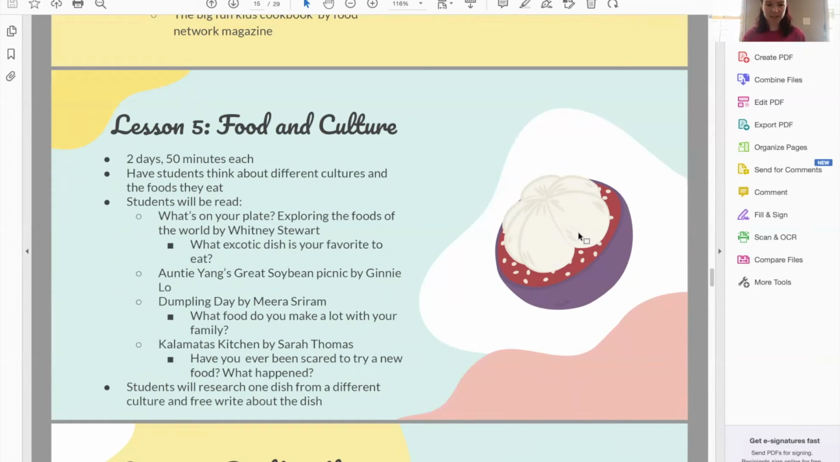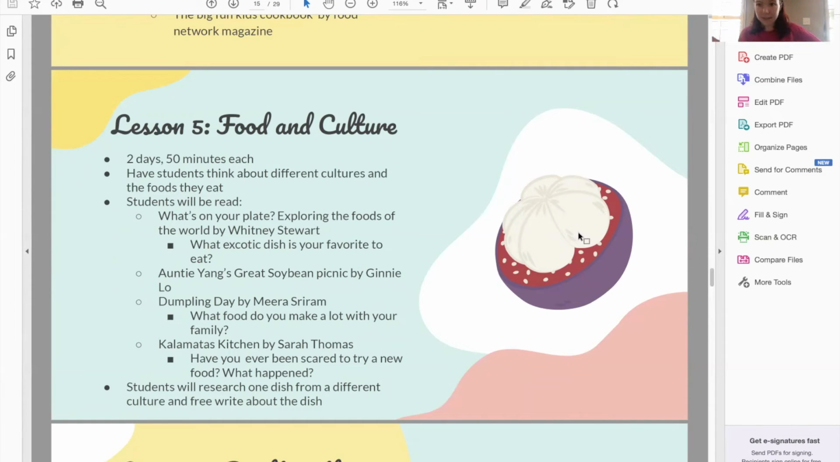Calamitous Kitchen by Sarah Thomas. And that book's cute. Calamitous is the main character, and she is magic and goes through different kitchens and different cultures and stuff like that, and learns about food, and she learns that trying new food isn't scary. So it's have you ever been scared to try new food? What happened when you did? Stuff like that. It's a lot of just writing prompts again to get their minds thinking of foods they can eventually write about, and just getting their minds in the food mindset.